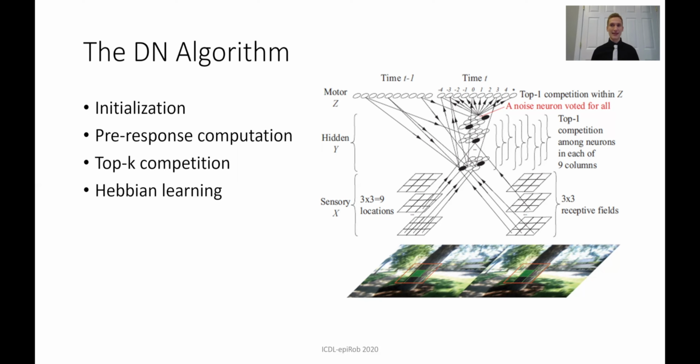To perform the top K competition, we find the K neurons with the best pre-responses for each column and scale the responses based on how close they were to the K+1th neuron's pre-response. Every other neuron not in the top K has its response set to 0. The winning neurons update their weights according to our Hebbian learning rule. The motor neurons use the entire list of hidden neurons as their input vector and follow the same procedure. The exact equations can be found in the paper.